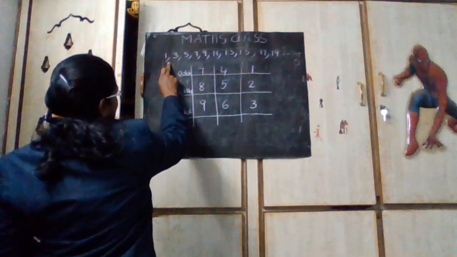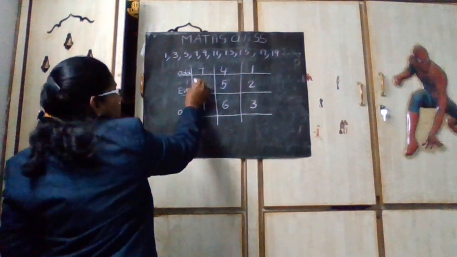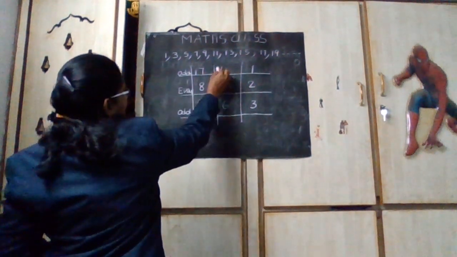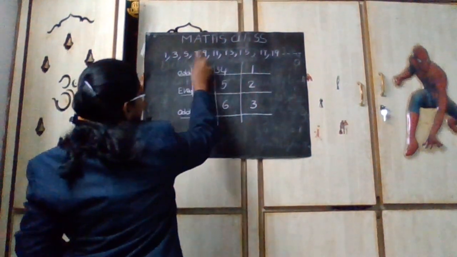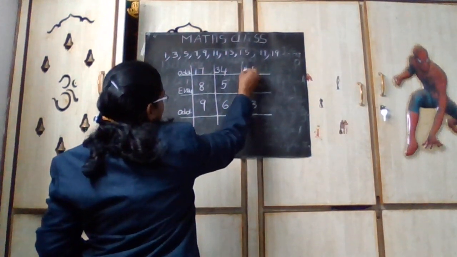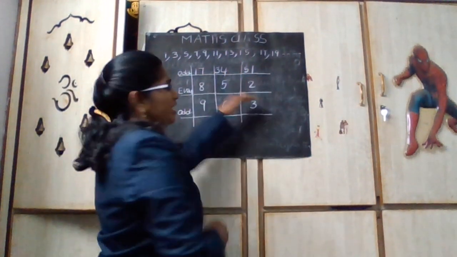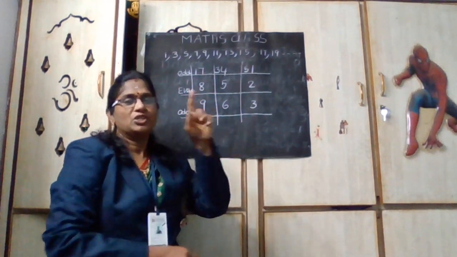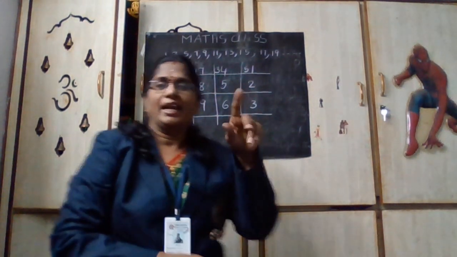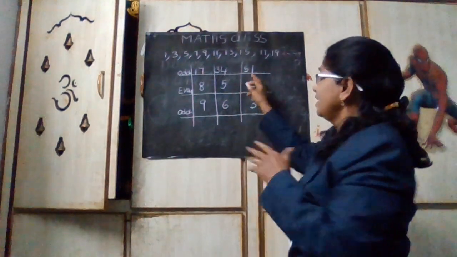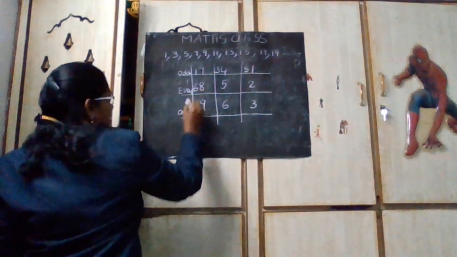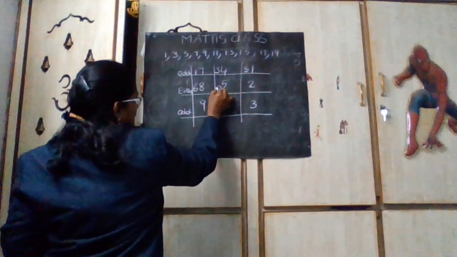What is the first odd number? 1 is the first odd number. What is the second odd number? 3. What is the next odd number? 5. What is the next even number you should take? You should not choose 2 as the first even number. You should choose only the next continuing even number. What comes after 5? 6 is an even number. Next 8.